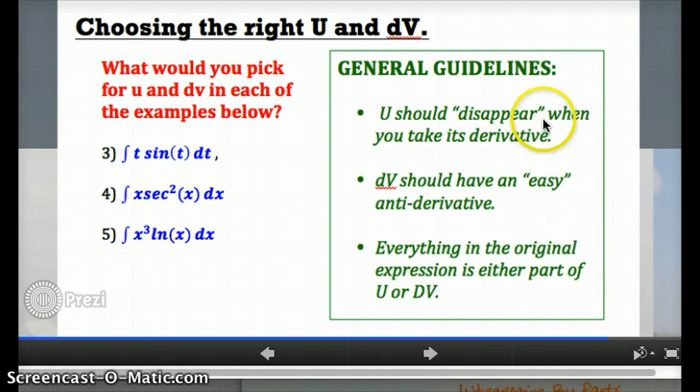And then the last guideline is that when you're picking u and dv, everything in the original integral needs to either be part of u or be part of dv. You can't have an extra exponent or an extra dx left over. Everything has to be either part of u or part of dv. So go ahead and use those guidelines and see if you can identify what should u and dv be for these 3 integrals.